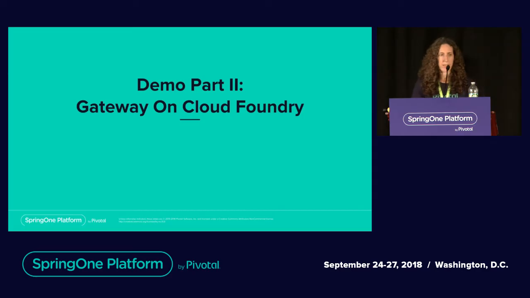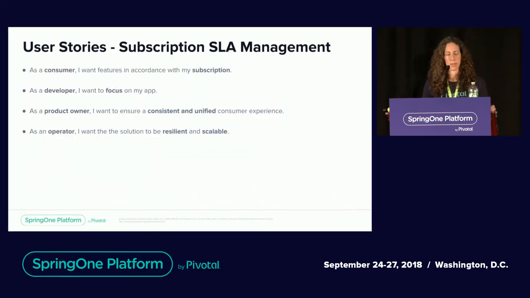All right, thanks, Ryan. Okay, so we're going to add a yellow service only for special users. But first, I want to review generally what we want out of this application, what each different persona wants out of the application. So as a consumer, I want the features in accordance with my subscription. So if I am a premium user, I want to see that yellow. And if I'm a trial user, maybe I don't get as many requests as a premium user. But we want to be able to offer membership plans and honor those SLAs.